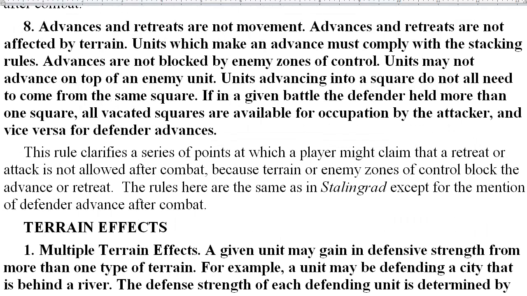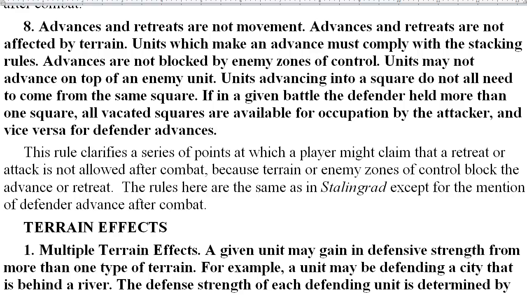Important issue. Advances and retreats are not movement. They are not affected by terrain. They are affected by the stacking rule. Units that are making an advance or retreat must end up in a stack that is no larger than the legal limit. However, advances are not blocked by enemy zones of control. Units may advance into a square even if the move into the square would be forbidden by the zone of control rule. You can't advance on top of an enemy unit.